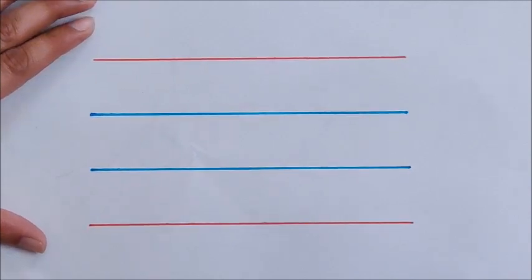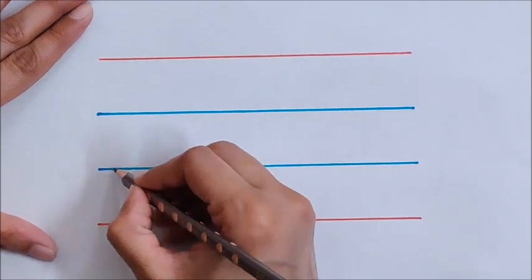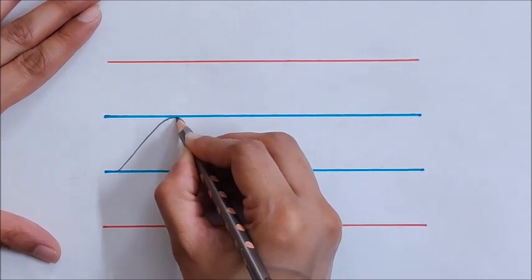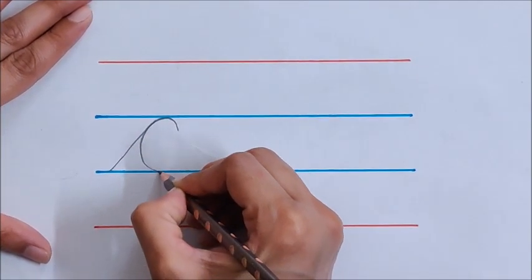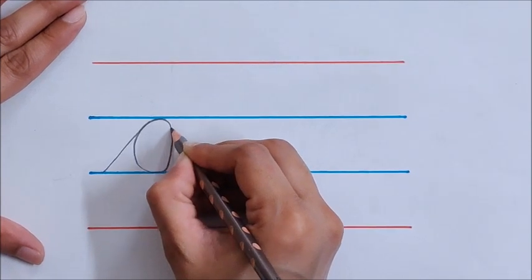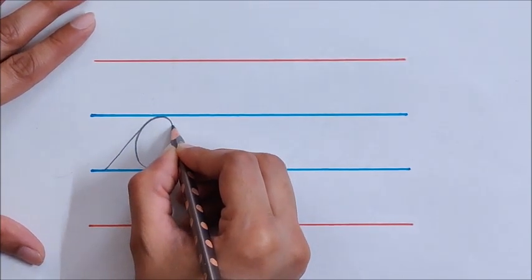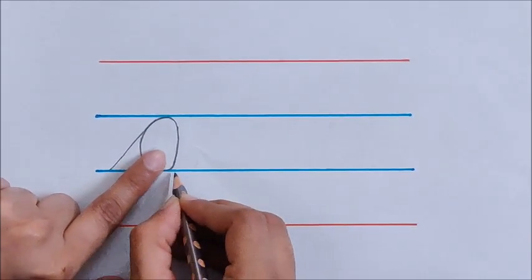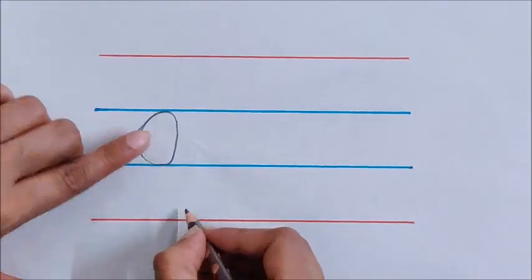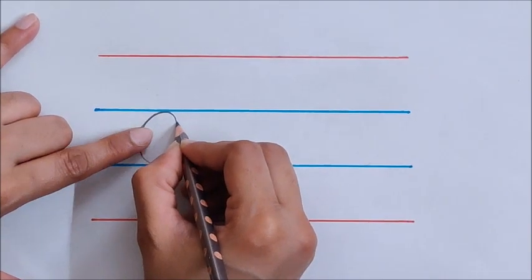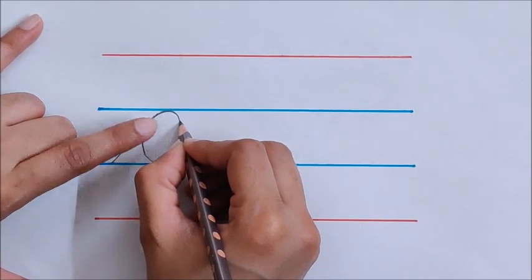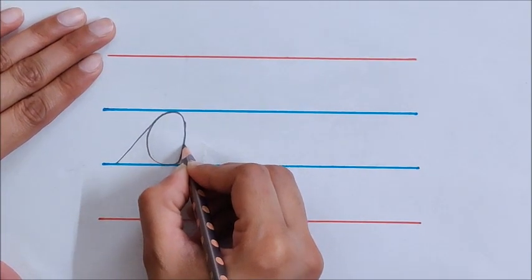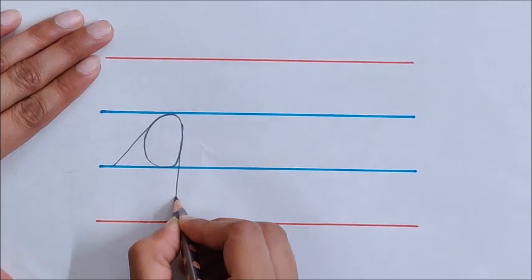Now we will see how to write letter G. Go up, come down, come back. Again go up. Now again you have to come back on this line. Come back on this line and make a straight one and touch the red line. Without lifting the pencil. I lifted the pencil to show you, but you will not lift the pencil. You will make one on the same line, touch the red line.